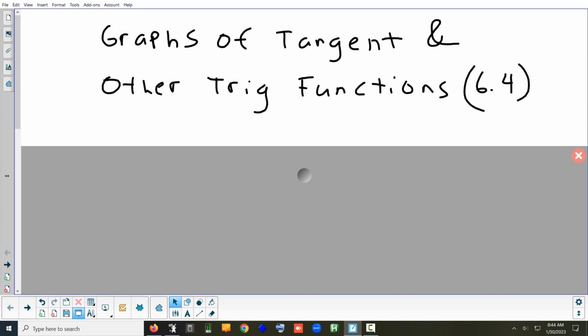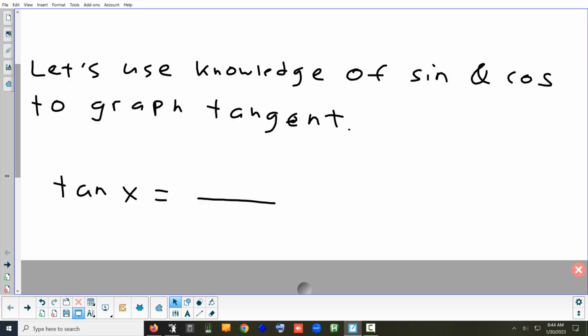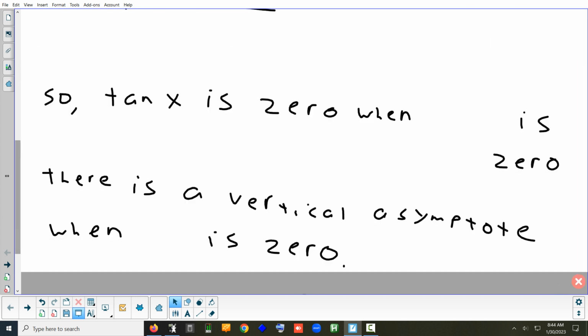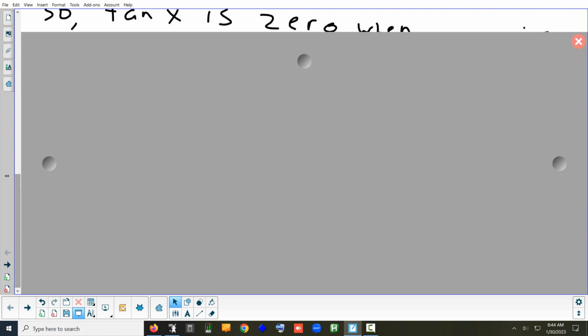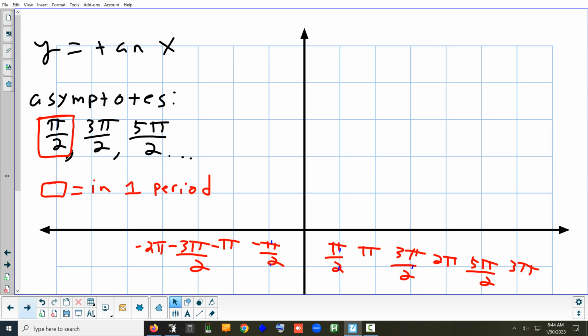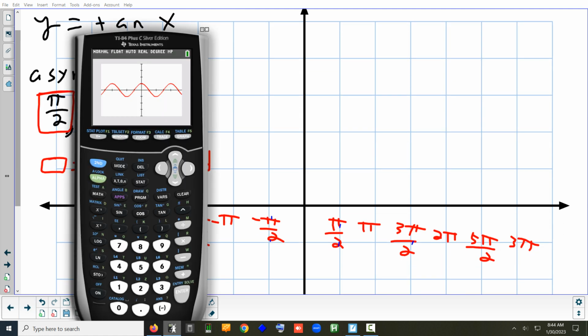Well, with tangent, it's going to look a little bit different. Okay, it doesn't look like a wave. So let me show you what tangent looks like. So let's put in tangent. Hit graph. There's definitely a pattern to it, like sine and cosine, a pattern that repeats, but it's not a wave at all.